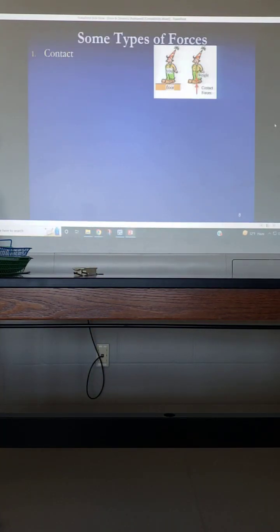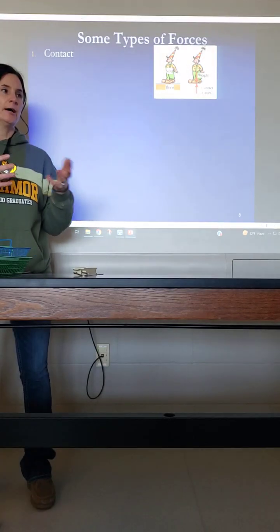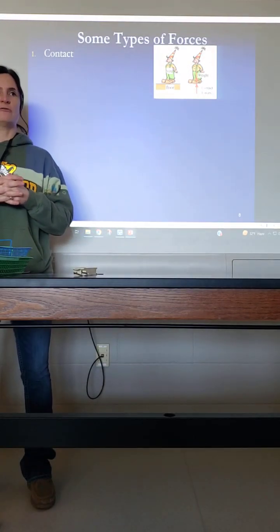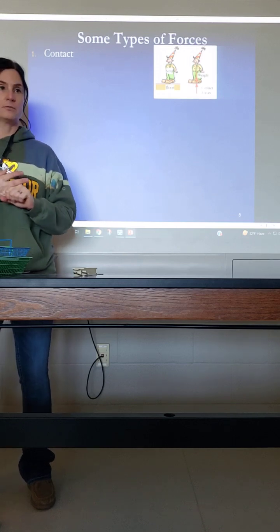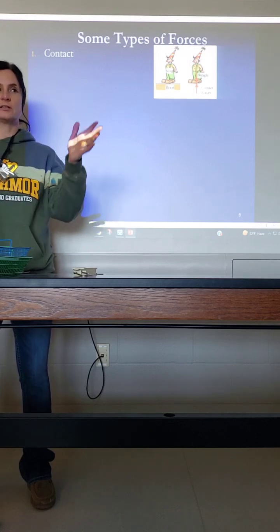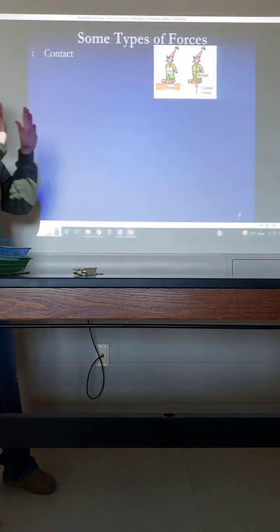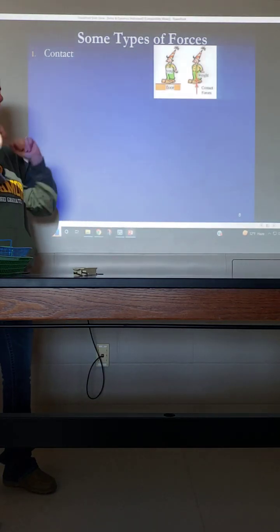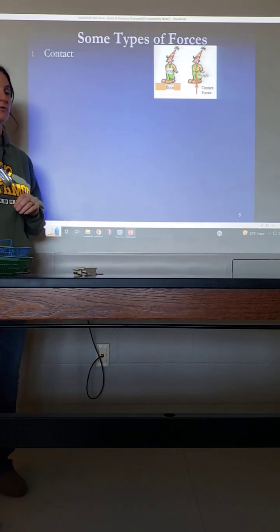So here are some examples. Here's a real common one, a contact force. We had a whole unit on this. We had contact forces, and then we had a whole unit of forces that work at a distance, like the magnetic and the gravitational. Contact forces are simple. There has to be a touch, okay? So if I'm just pushing in the air, I have no contact. As soon as I touch the board and I push, that's a contact force.